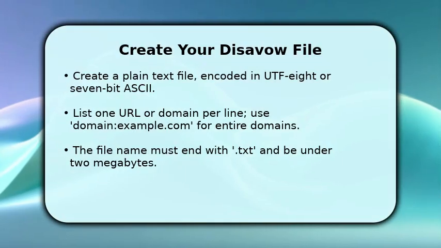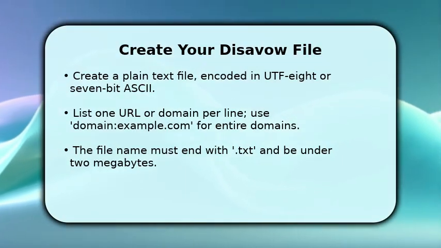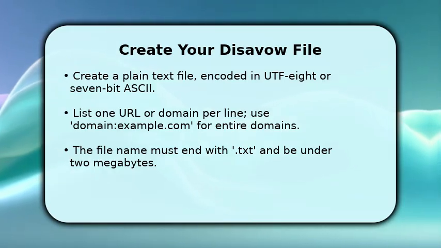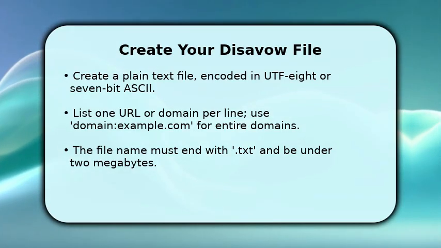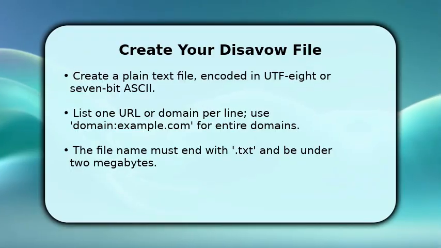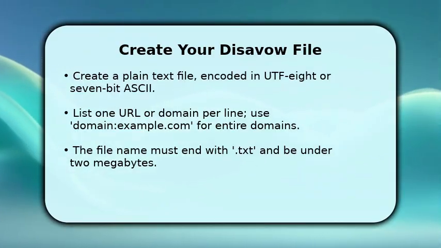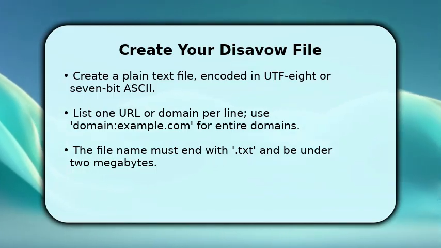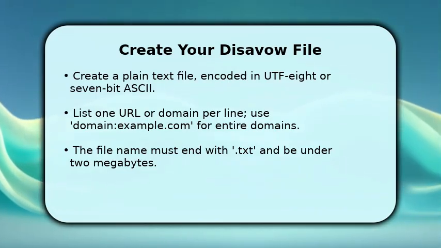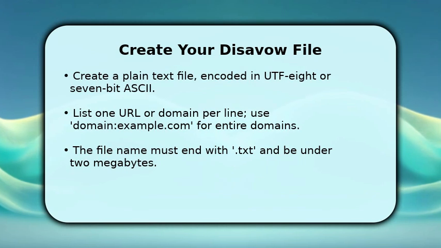Once you have identified the specific URLs or domains you wish to disavow, the next step is to create your disavow file. This must be a plain text file, saved with a TXT extension. Ensure the file is encoded in UTF-8 or 7-bit ASCII. Each URL or domain should be on its own line. To disavow an entire domain, prefix it with domain, followed by the domain name. The file size limit is 2 megabytes, allowing for many entries.